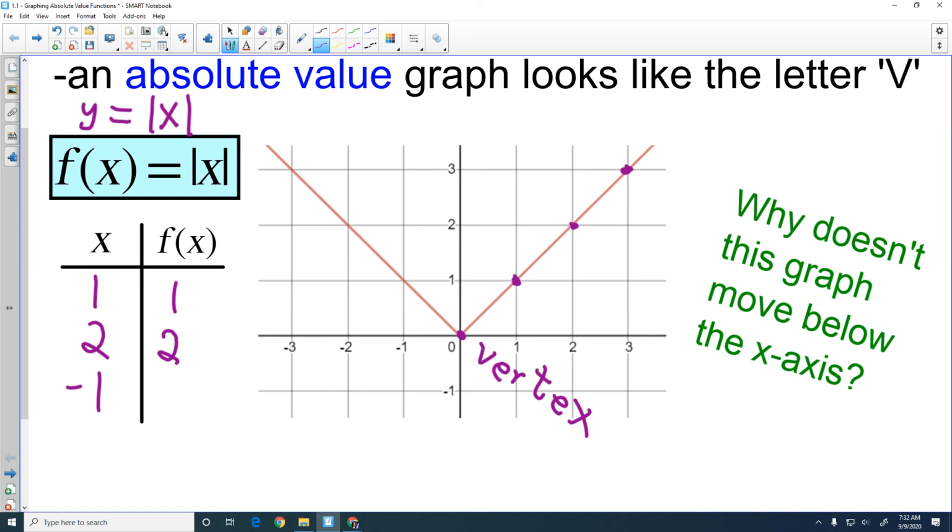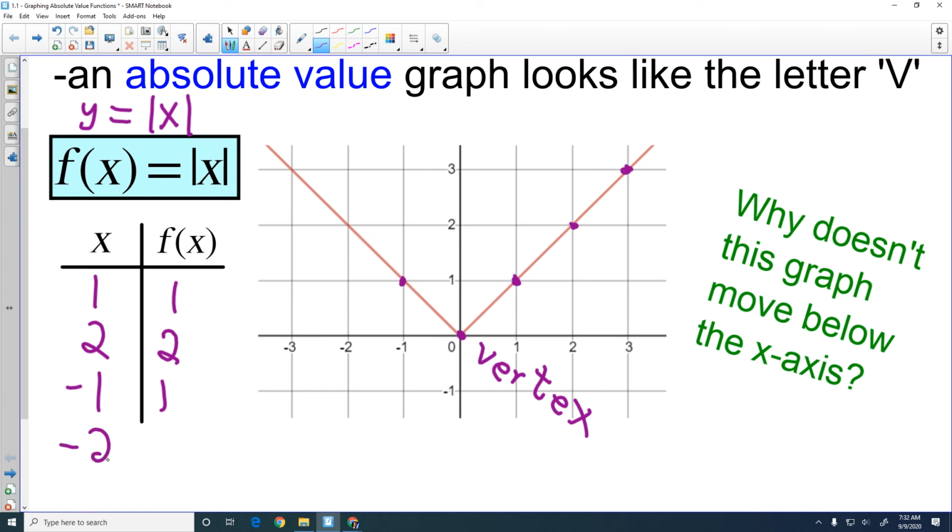It's always just taken, I just care about the number. I don't care if it's positive, negative, whatever. I just want that quantity. So the absolute value of -1, it's a positive one. So from the origin, if I go left one, I'm still going to go up one. It always stays positive.